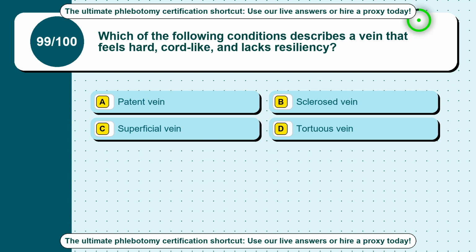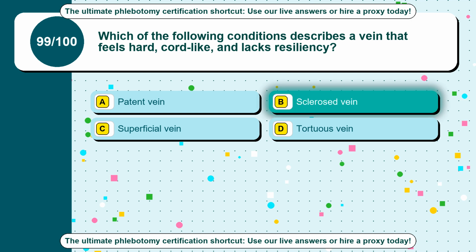Question 99. Which of the following conditions describes a vein that feels hard, cord-like, and lacks resiliency? Option A, patent vein. Option B, sclerosed vein. Option C, superficial vein. Option D, tortuous vein. The correct answer is option B, sclerosed vein.